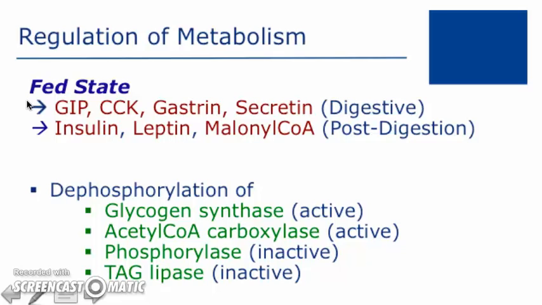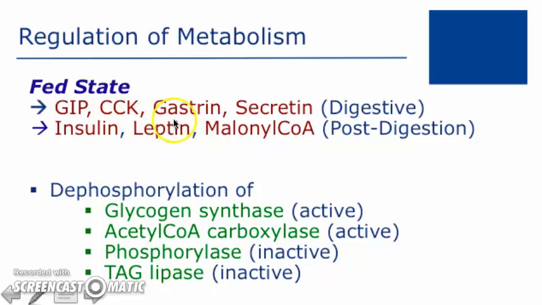In the fed state, key hormones or other signals that will be elevated will be those related to the process of digestion. We previously talked about secretion of gastrin, secretin, cholecystokinin, and also we see secretion of GIP. These will be hormones that will be circulating in the fed state as a result of digestion. Then post-digestion, we're going to see increased circulation of insulin, in response to increasing blood glucose.